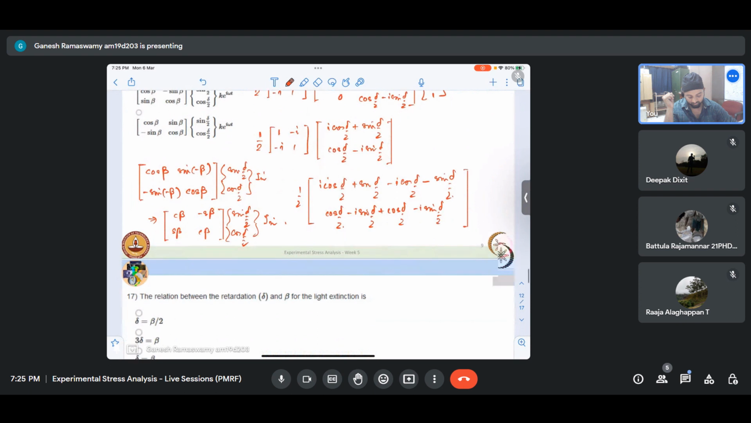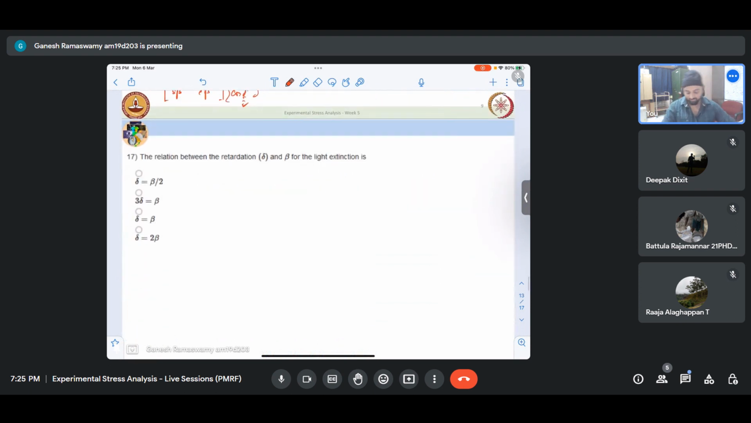Essentially, our condition from our compensation calculus, we can get tan delta by 2 is nothing but tan beta, and that follows that delta is 2 beta. So I hope that this is clear.